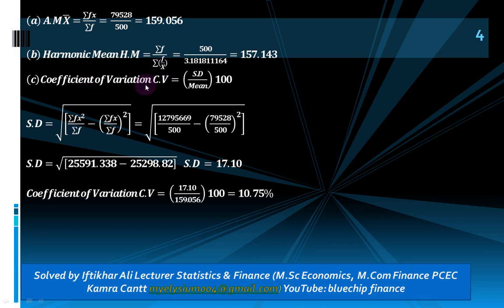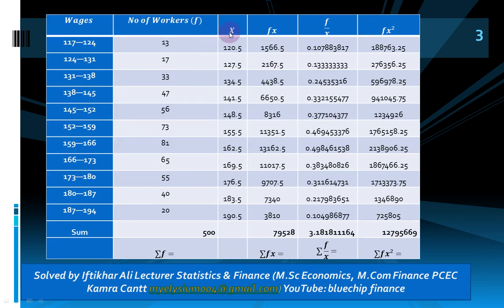After that, coefficient of variation is equals to standard deviation divided by mean multiplied by 100. So we need also standard deviation, which is equals to sum of fx square over sum of f minus mean square whole under root. So we need here different calculations. So first of all, we need class mark, and the way to calculate class mark is very simple, that just add up these two limits or class boundaries and divide the result by 2, which produce 120.5.